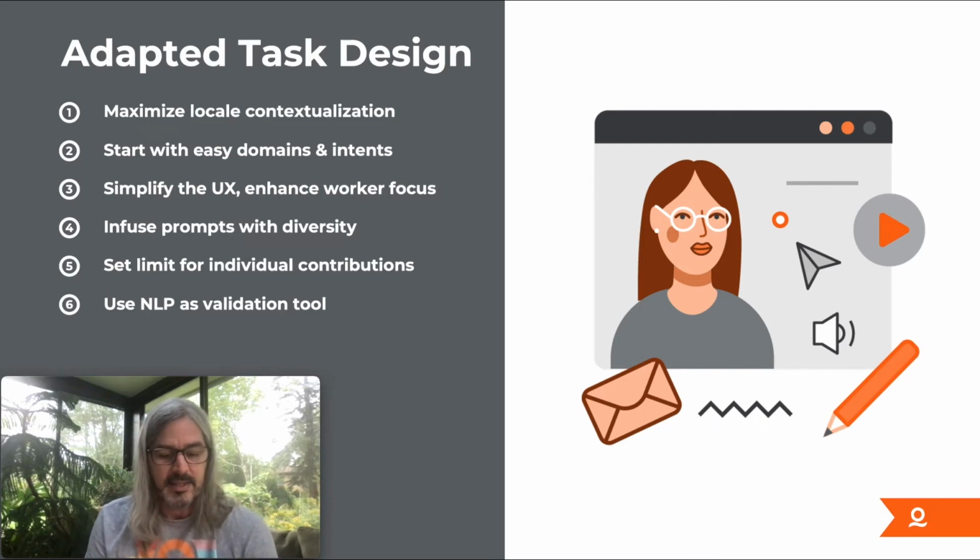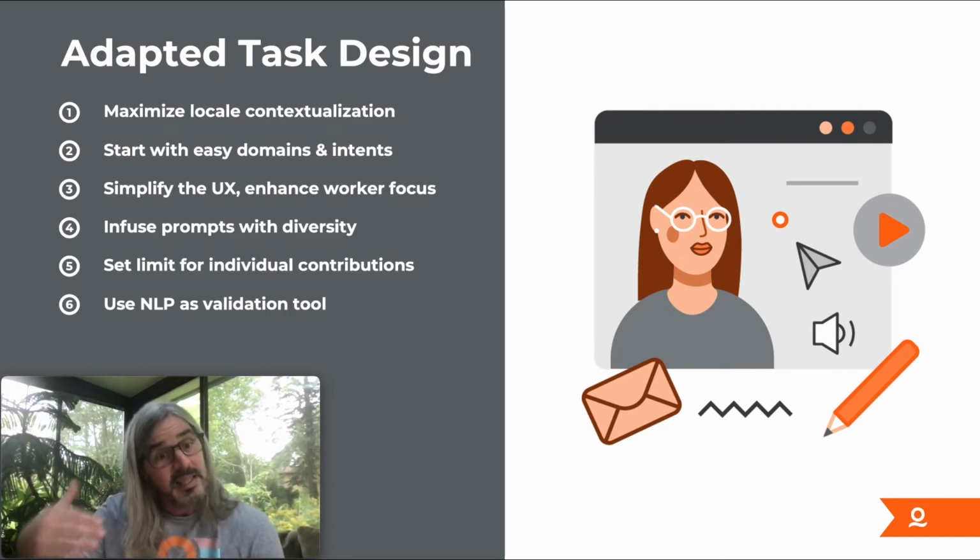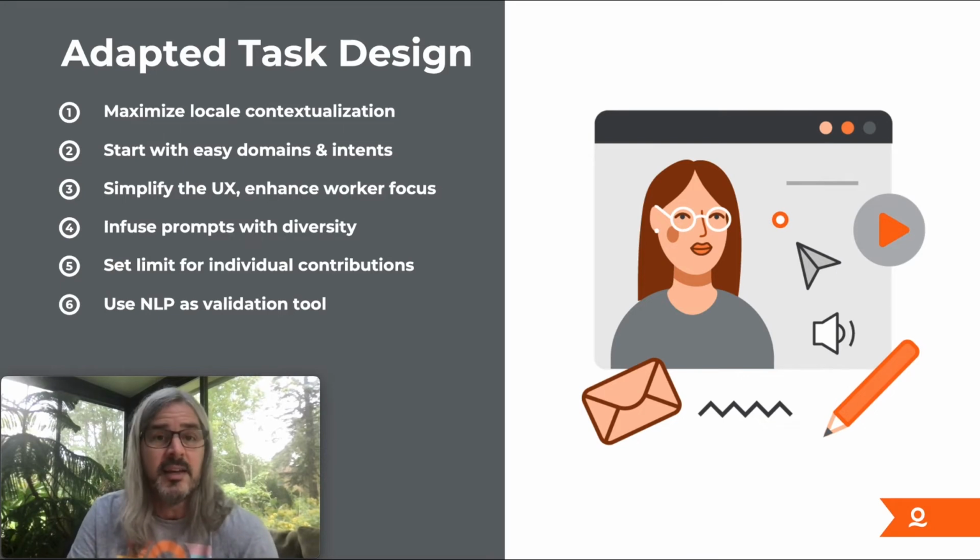So one idea is to maximize the locale contextualization. When I write a prompt for somebody to give us data, I want to do so in a way that thinks about their locale and makes an assumption about where they sit right now in their local reality. So for example, I might write a prompt that says, imagine that it's snowing and you want to buy a shovel. That immediately places me in the reality of my culture, and it helps me generate examples of sentences that I might produce naturally to request a shovel.